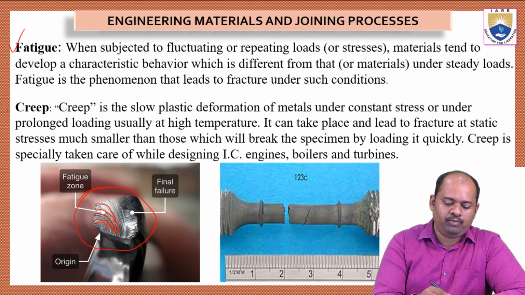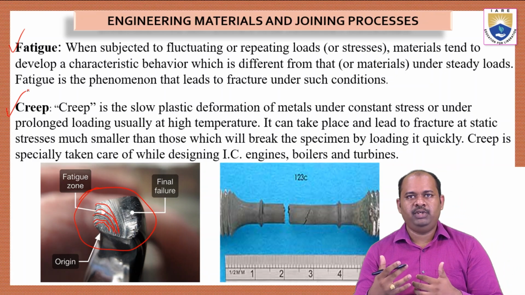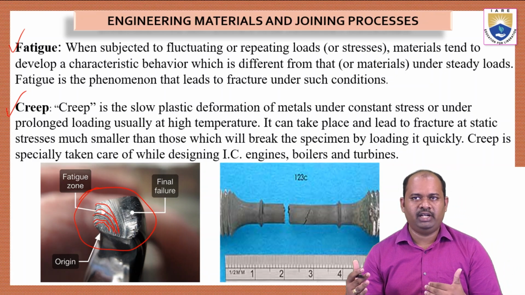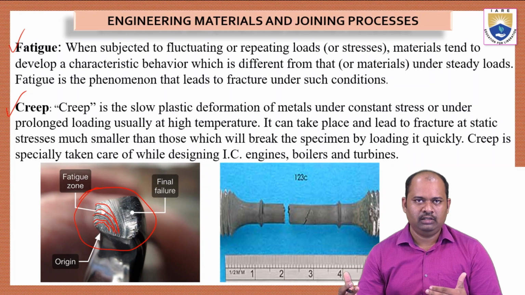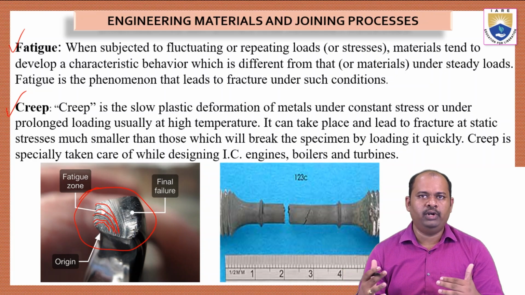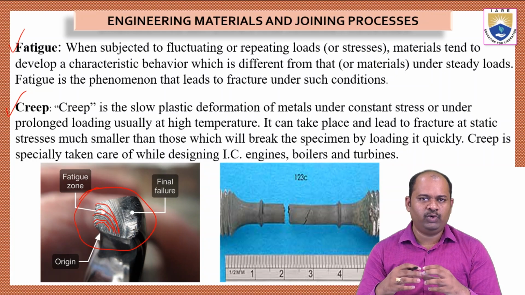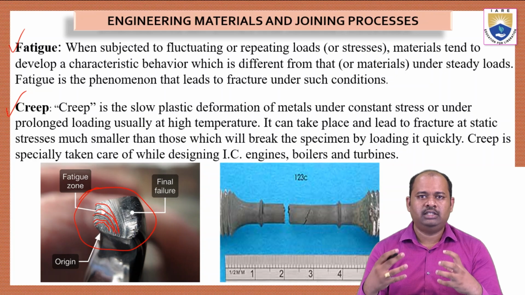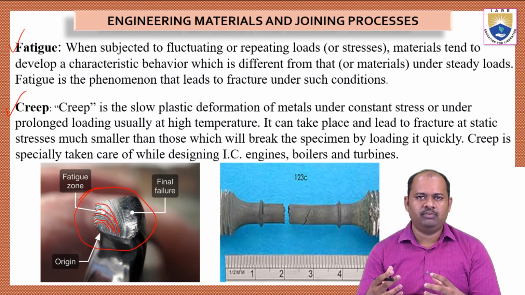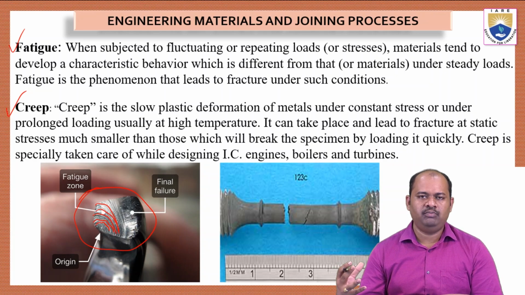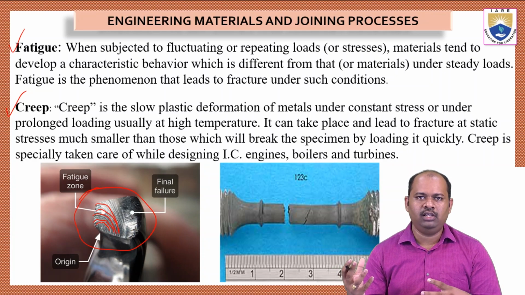And then we have another property, that is creep. Creep is the slow plastic deformation of metal under constant stress or prolonged loading, usually at a high temperature. Whenever we have a body working at high temperature, just now we took the example of a steam turbine shaft. This is working at a very high temperature because the steam is coming at high temperature from the boiler. So the temperatures are generally high.